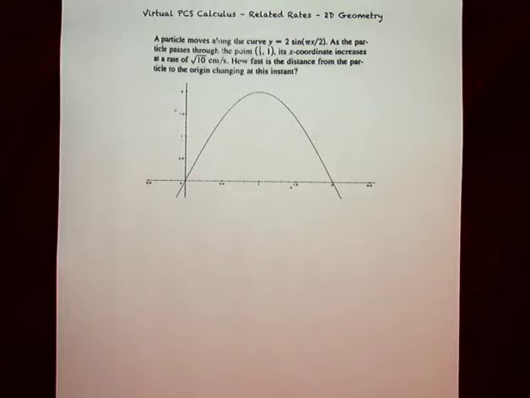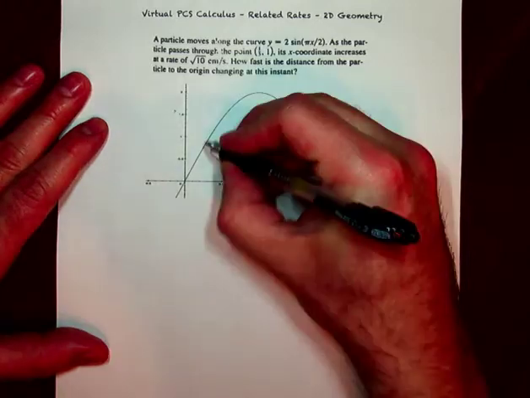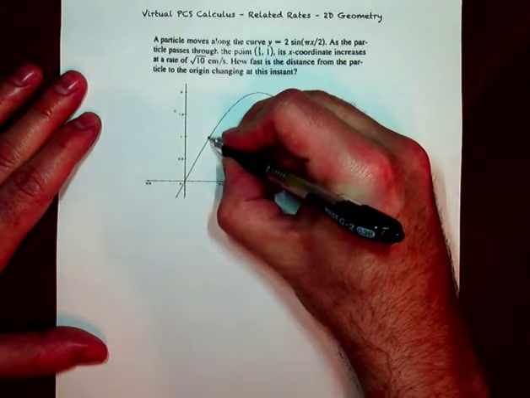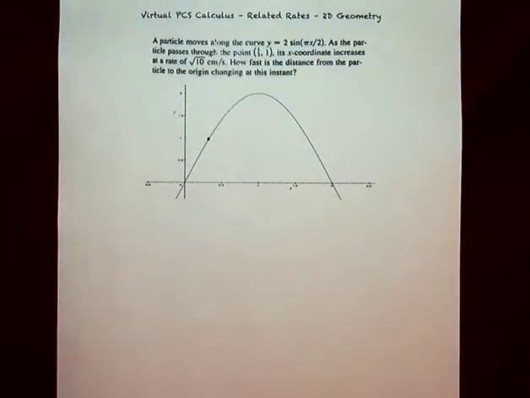As the particle passes through the point (1/3, 1), so that's approximately right here, right? Its x-coordinate increases at a rate of root 10 centimeters per second. How fast is the distance from the particle to the origin changing at this instant?